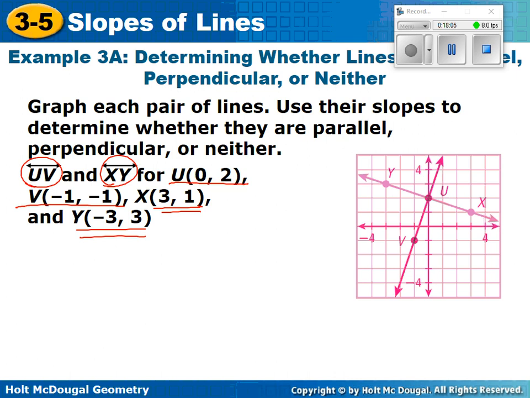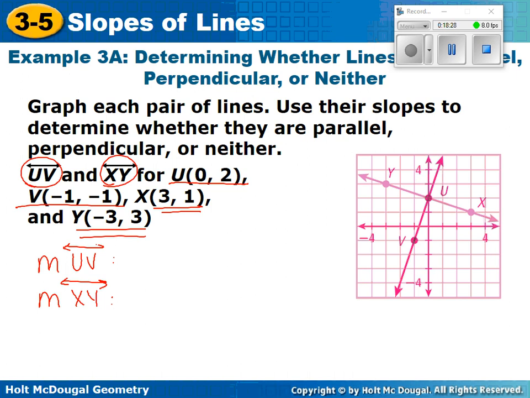Okay. So that's all the algebra that you should have come here knowing how to do. So now we want to graph them and then we want to use their slopes to determine whether they're parallel, perpendicular, or neither. So we need to calculate the slope of UV and the slope of XY. And what's going to tell me if they're parallel?